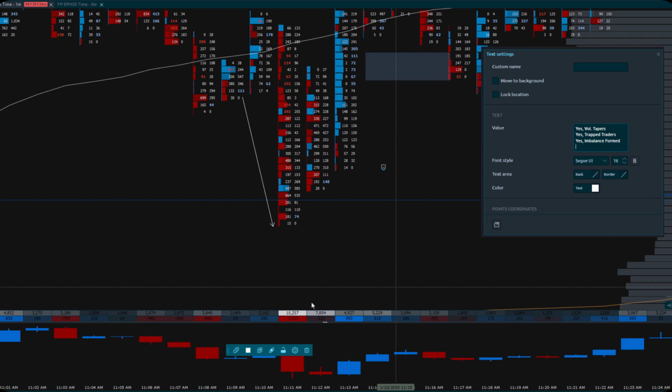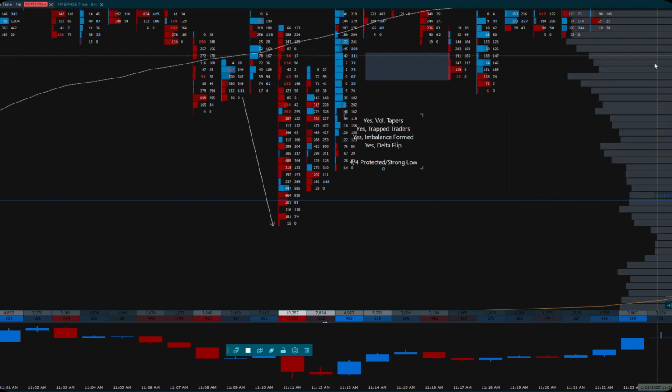And then we also see that delta flip. We go from negative 1.3K, negative 200, and then we're up almost 1K. So that delta clearly is flipping here. So yes, delta flip. So here we met 4 out of 4. Protected slash strong low.